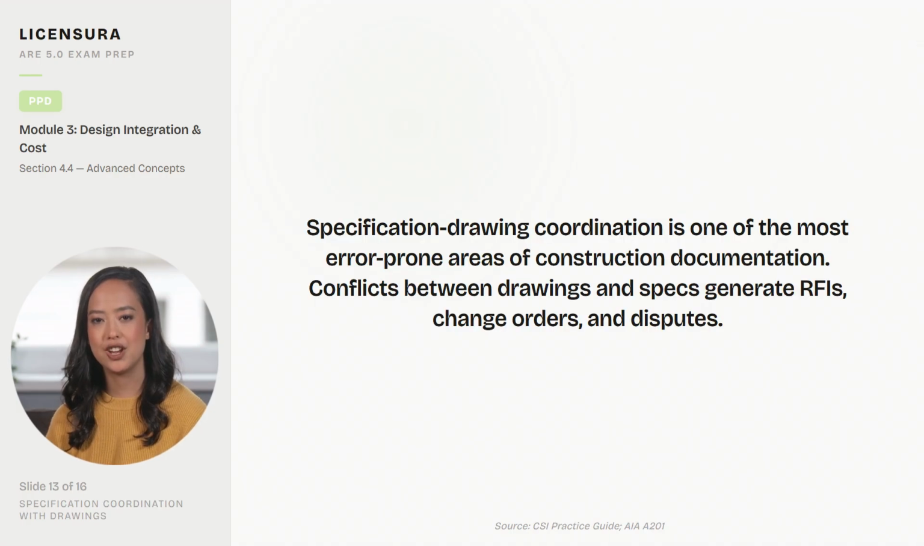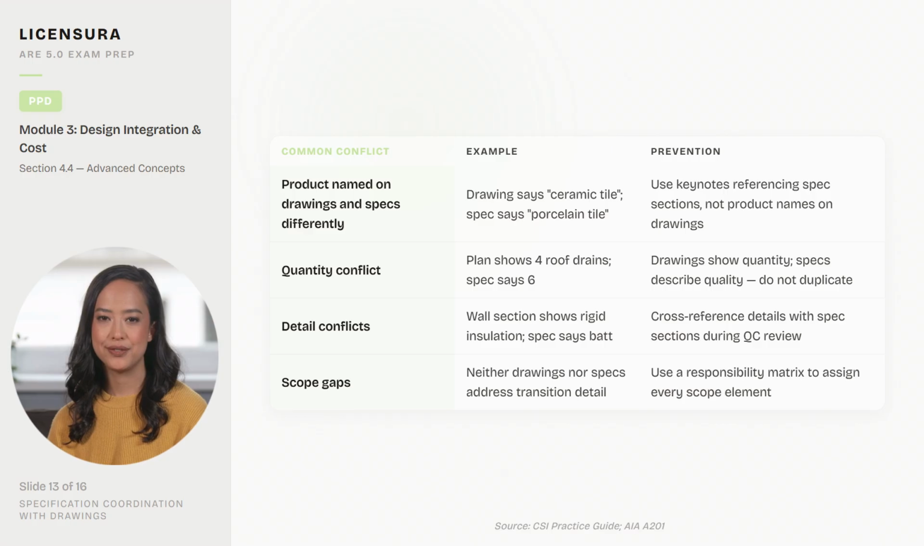Specification drawing coordination is one of the most error-prone areas of construction documentation. Conflicts between drawings and specs generate RFIs, change orders, and disputes. A systematic coordination process during DD and CD phases is essential. This table shows 5 types of design changes, who initiates them, and how the architect should respond.